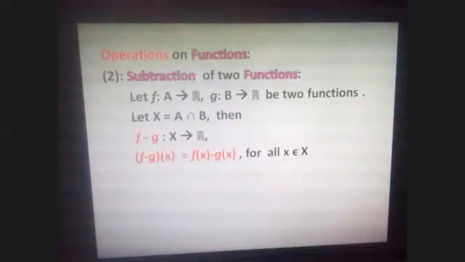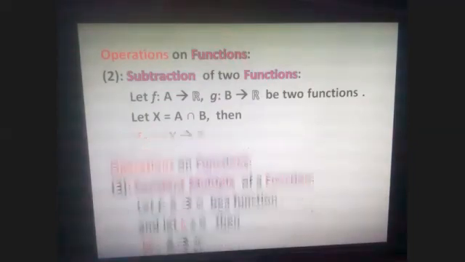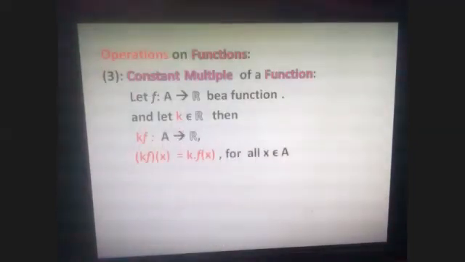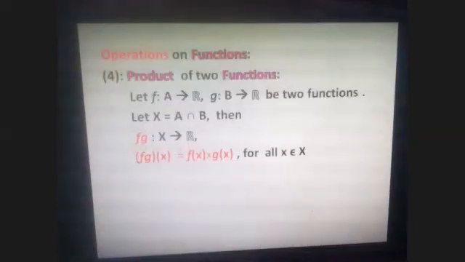Similarly, subtraction, same definition. The domain of f minus g is also A intersection B, (f minus g)(x) is f(x) minus g(x). Constant multiple of a function. f is a function from A to R, k is any real number, then kf also is from A to R. (kf)(x) will be k into f(x), where k is a real number.